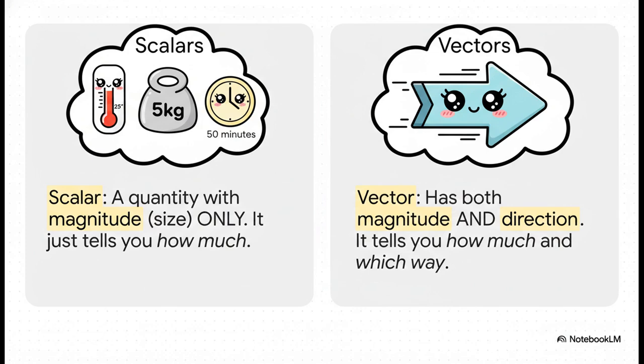A scalar is super simple. It's just a number. It tells you how much of something there is. Like it's 72 degrees outside. Or you've been watching this for 50 seconds. It's just a magnitude. But a vector gives you more information. It has a magnitude, the how much part, but it also crucially has a direction. It answers both questions, how much and which way.